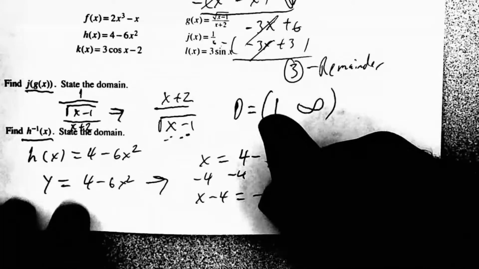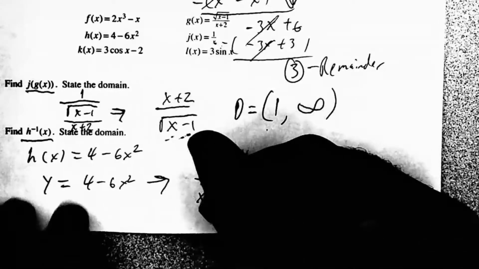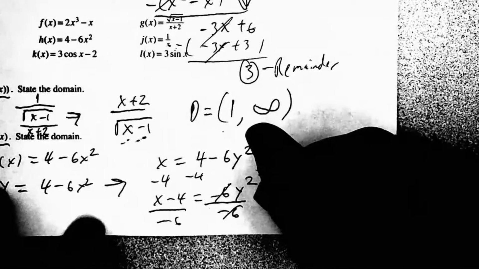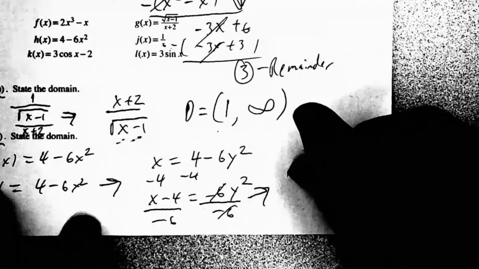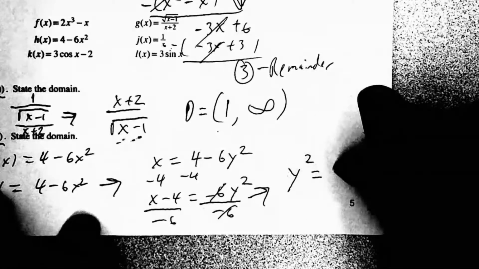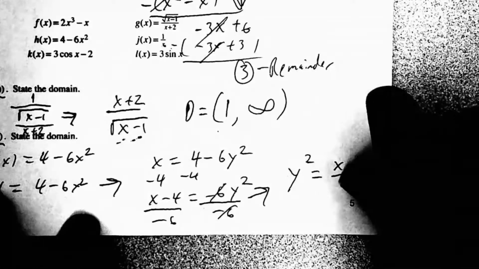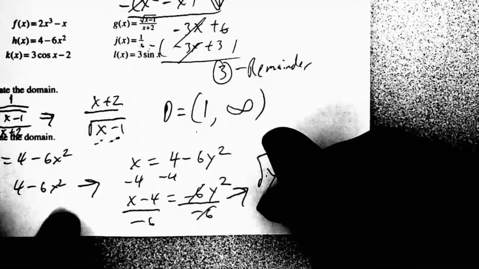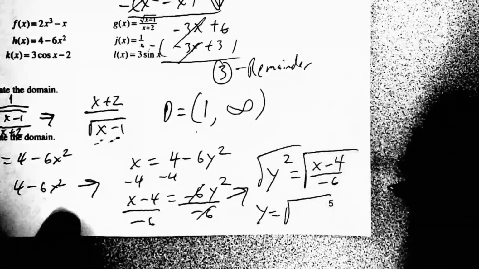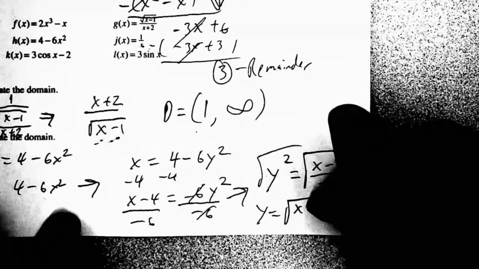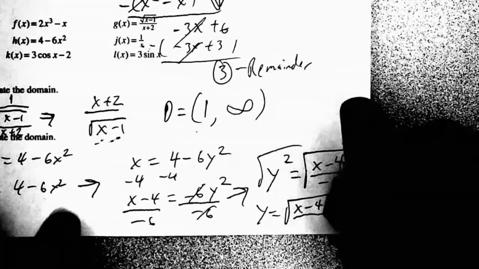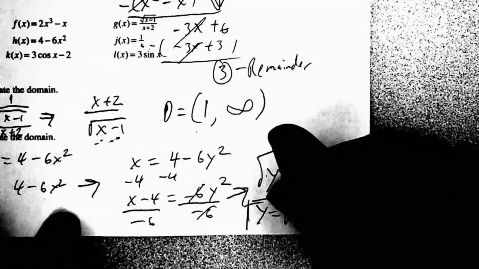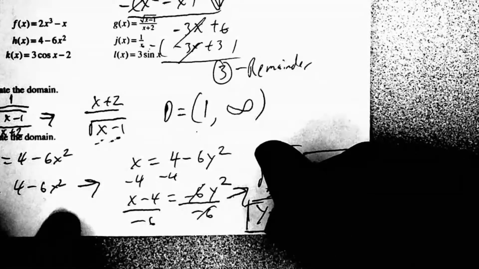We're going to get rid of the negative 6 by dividing by negative 6. Negative 6, negative 6. These cancel. So this gives me, I'm going to rewrite it over here, and I'm going to flip it. Y squared equals x minus 4 over negative 6. Final step, to get rid of the square, take the square root of both sides. Y equals the square root of x minus 4 over negative 6. That is my inverse.